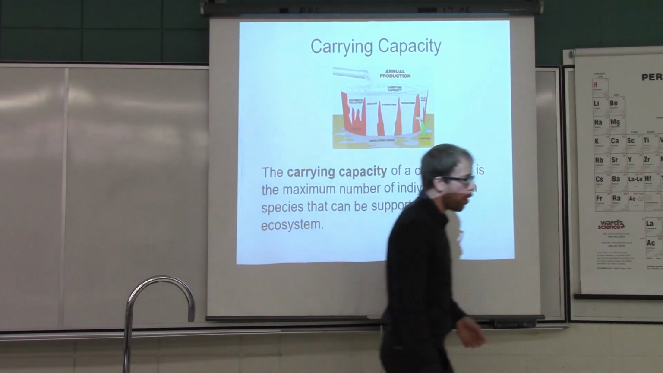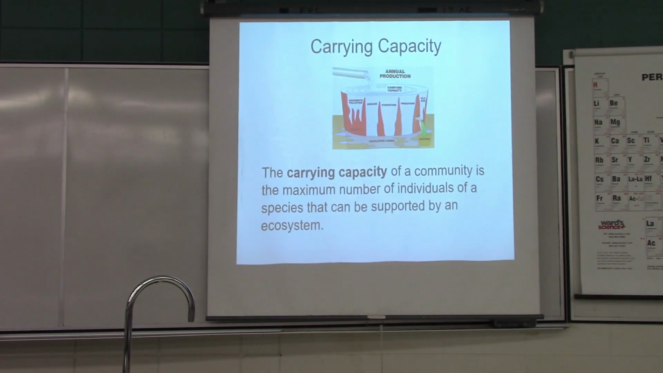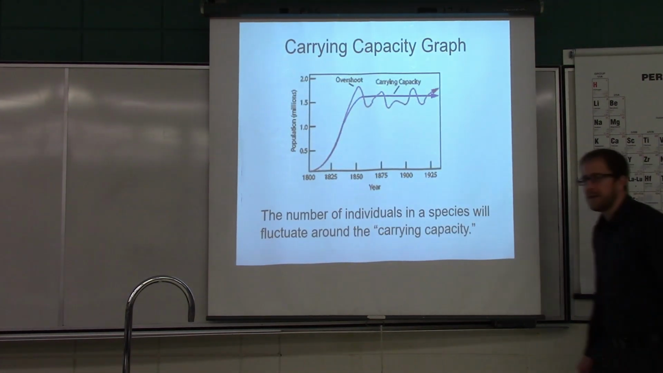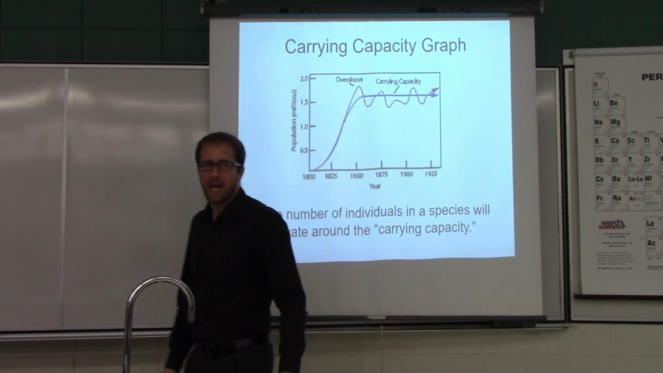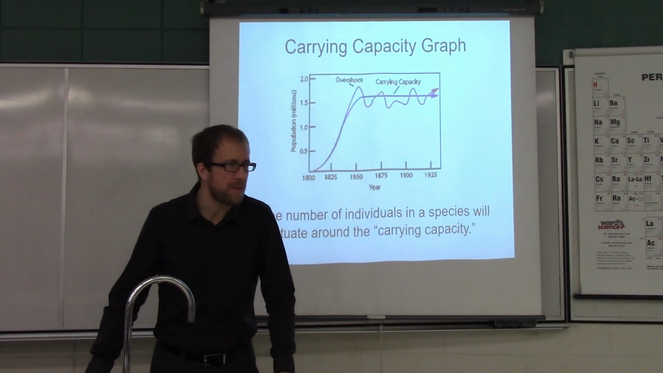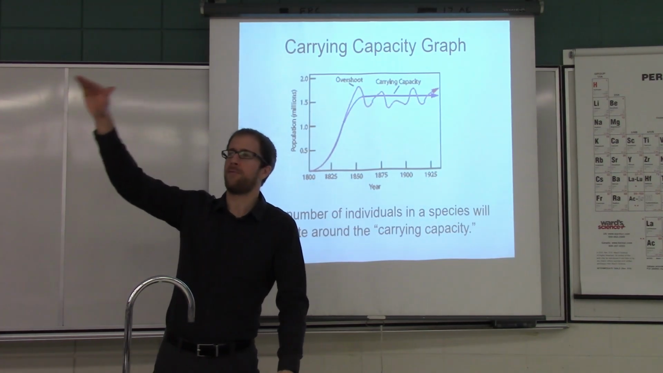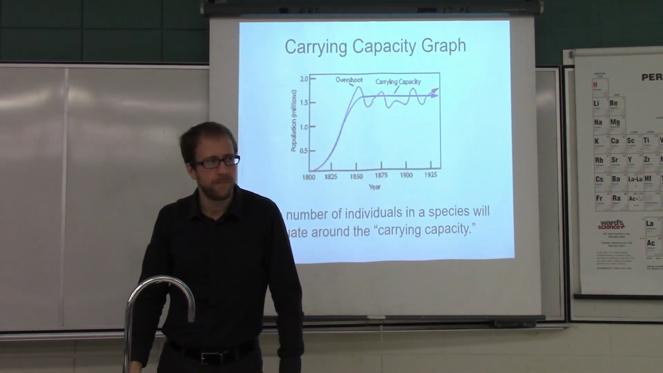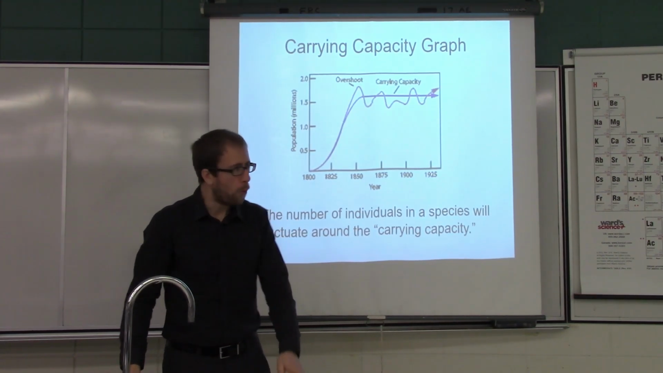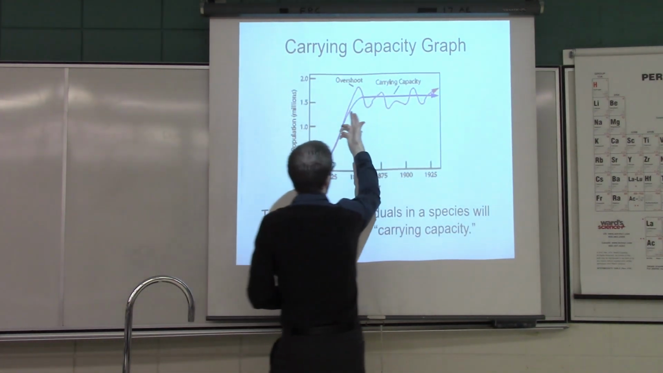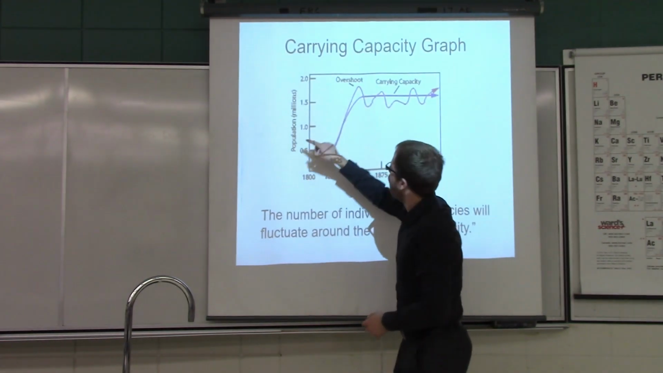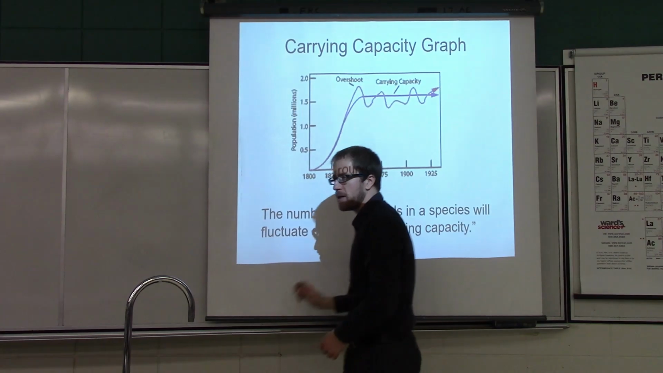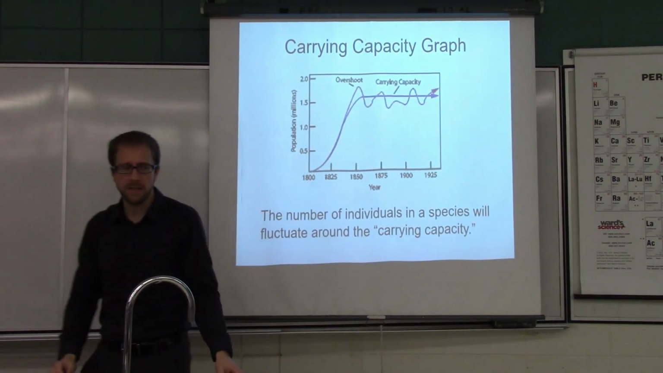Now, it's important to note that your carrying capacity is not static, right? I'm not going to say the carrying capacity of our ecosystem is 1,000 deer, therefore we always have 1,000 deer. That would be crazy. Why is that crazy? Why is it here that if this is our population of deer, for example, why is it fluctuating around our carrying capacity? Why is that happening?